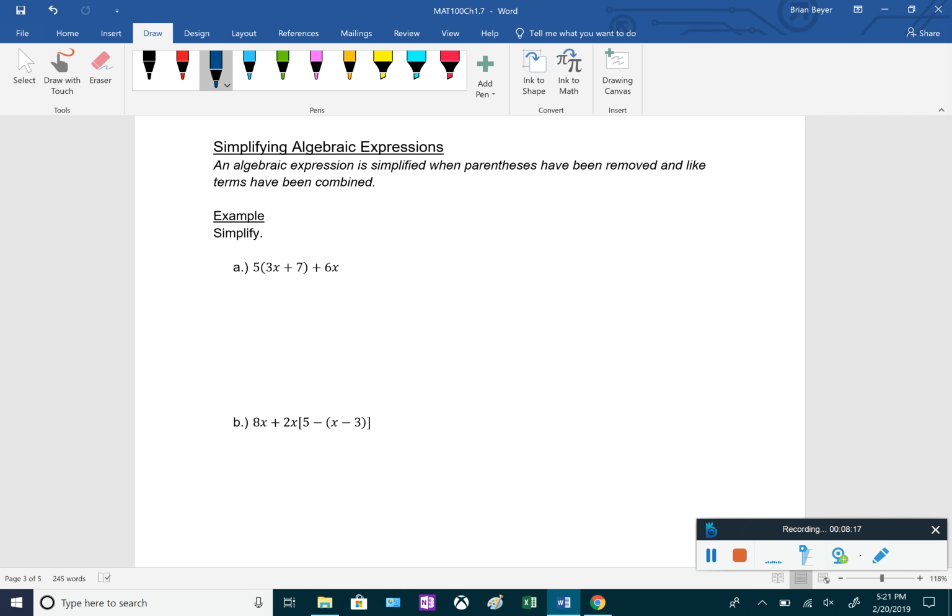Okay, so let's get into the actual main questions for this section. We're going to be simplifying these algebraic expressions. We consider an algebraic expression simplified when the parentheses are completely gone and like terms have been combined. With the parentheses being gone, that most likely means we're going to have to distribute. So for all these problems, we're going to be distributing and combining like terms.